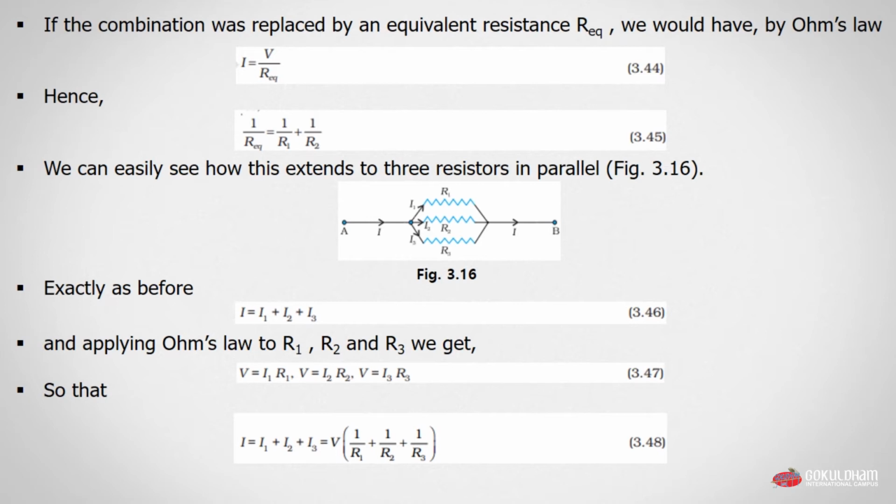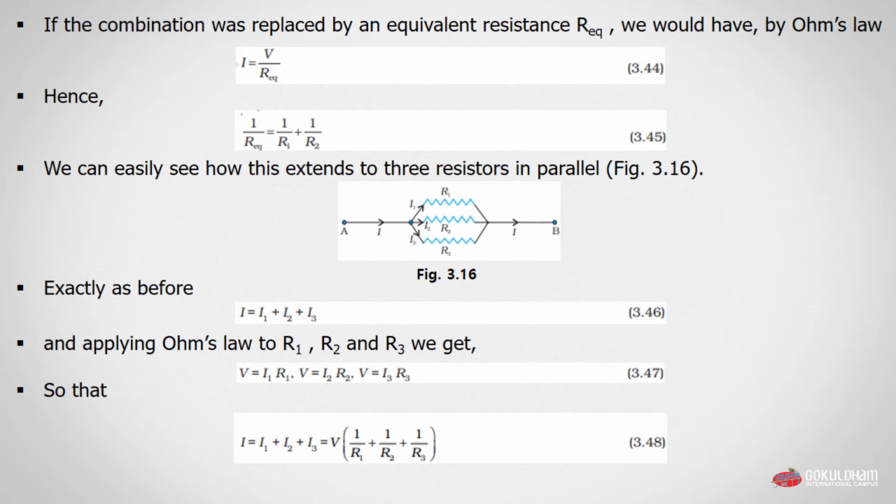Now we can easily see how this is extended to 3 resistors in parallel. You can see figure 3.16 where 3 resistors are connected in parallel, and exactly as before, the current I is equal to I1 plus I2 plus I3, where I1, I2 and I3 are the currents flowing through each resistor. This is our equation 3.46.